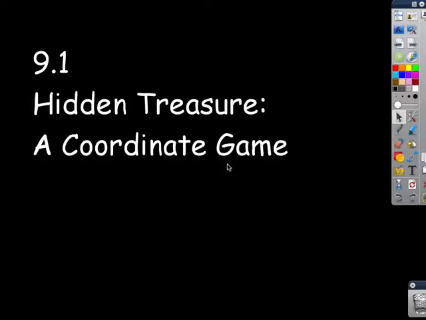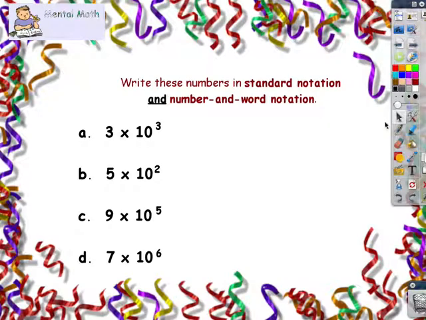Grids for the next couple of days. And we'll be playing a game called Hidden Treasure as well. Getting our brains warmed up, we need to write each number in standard notation and number and word notation. This is a review from last unit.